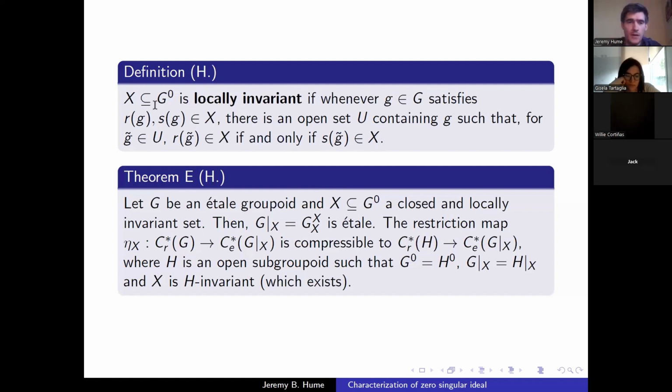First, define a subset X of the unit space of a groupoid to be locally invariant if whenever you have a groupoid element G whose range and source are inside of X, then there's an open set U containing that groupoid element such that for all other groupoid elements in that open set, the range of the element being inside X is equivalent to the source of that element being inside X. So if you restrict your attention to an open set around G, then it looks like the subset X is actually invariant.